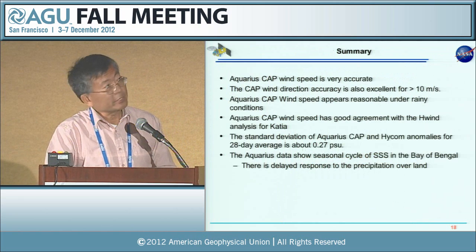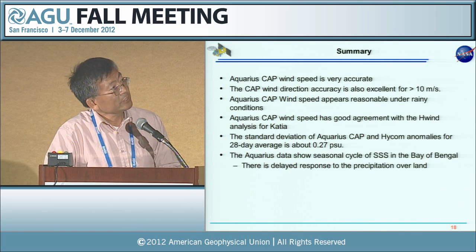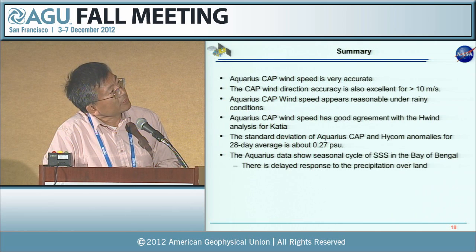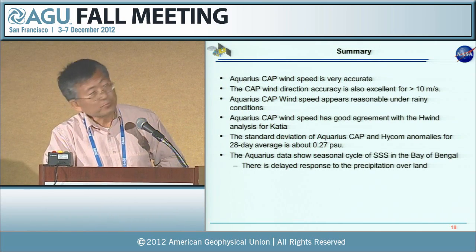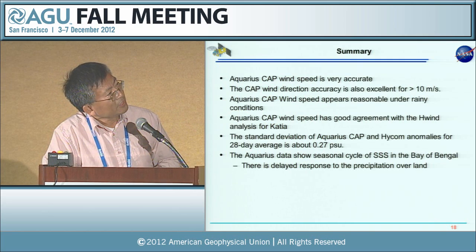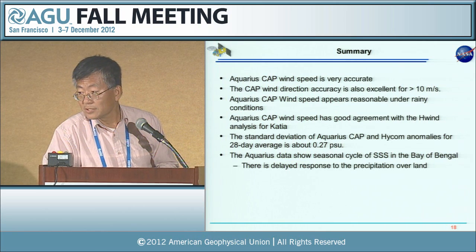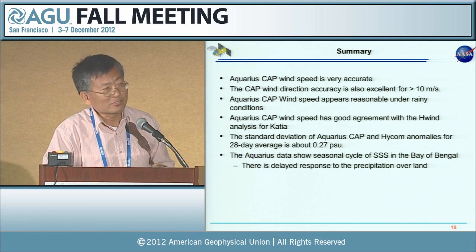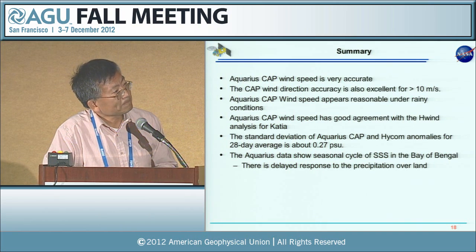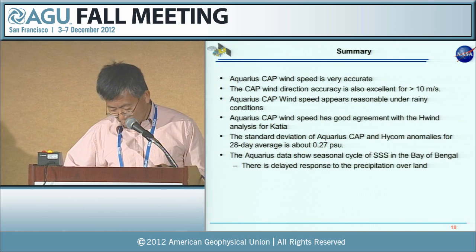Okay, in summary, from the Aquarius data, we can get very good wind speed. We can also get very good wind direction for high wind. And the CAP wind speed appears to be pretty good even under rainy conditions. And the comparison with Hurricane Cartier and Sandy also looks pretty reasonable. And then the standard deviation of the anomaly is about 0.27 PSU. Again, the Aquarius requirement, that this is part of the error budget, is 0.2 PSU monthly, so I think we're approaching that. And the Aquarius data is showing a seasonal cycle in the Gulf of Bengal, and the delayed response appears to correlate very well with in situ data.